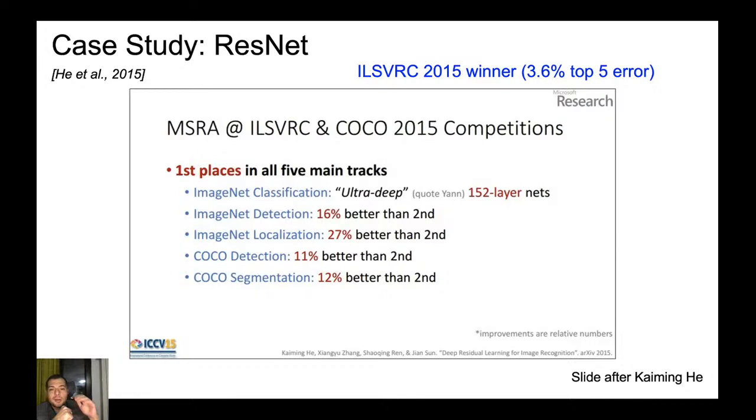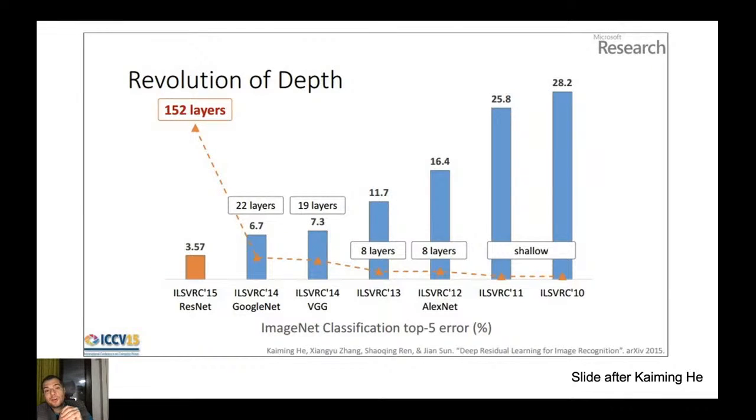So this ResNet architecture was used in all these challenges, and they obtained first place in all of them. So this was a really interesting result, and their main idea was to go deeper with the neural networks, and they managed to train a network with 152 layers.